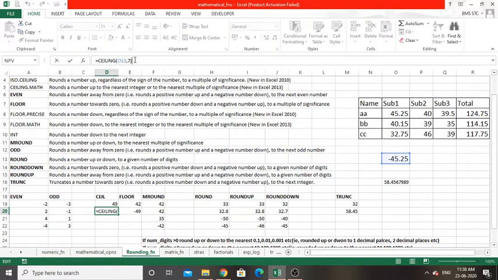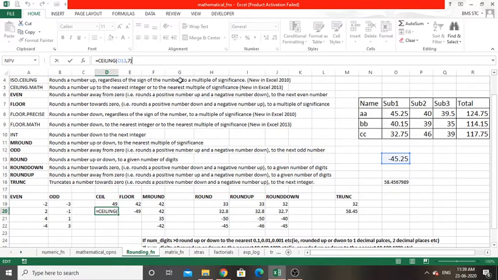I hope you all know that negative numbers work this way: here we have minus 45, so minus 44 is greater than minus 45, and minus 43 is greater than minus 44, like that. I hope you all know about the sign of negative numbers.